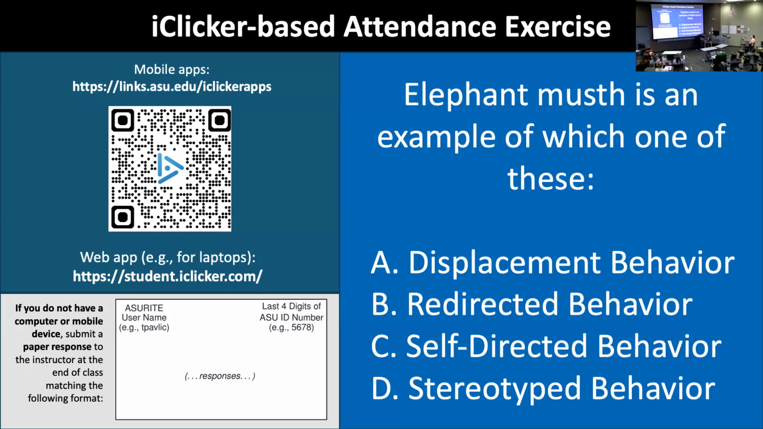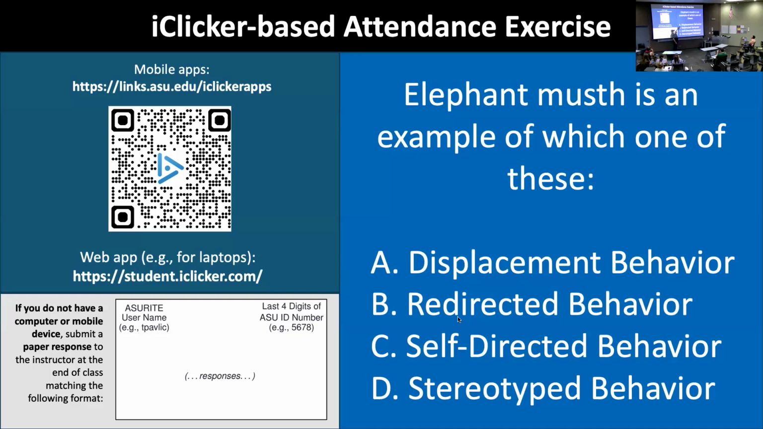So 17% A, 67% B, 13% C, 3% D. What I was shooting for here was redirected behavior, but it is totally understandable to say displacement behavior. All these things feel kind of subjective, since they're not based on a real mechanism. But most people group musth into redirected behavior because there's one thing the elephant wants to do, mate. It can't mate, so it does this other thing, and it becomes super hyper aggressive and dangerous to itself and to others, until finally the mating season goes by.